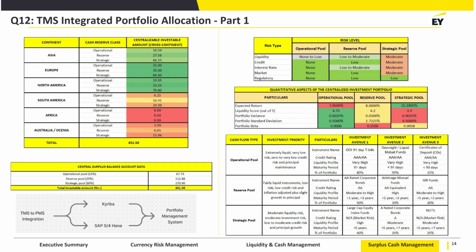The tolerance level of risk across liquidity, credit, maturity, etc. increases as you move from the operational pool to the strategic pool, and each investment vehicle is outlined in the table. The quantitative assessment of our operating, reserve, and strategic pool portfolios are given in the table in the middle on the right hand side of this slide.